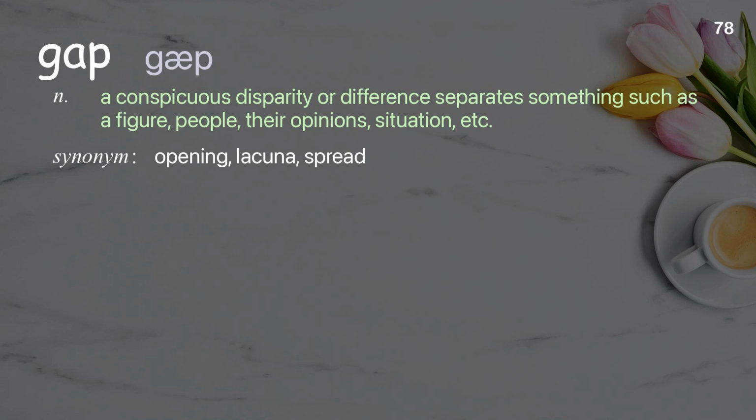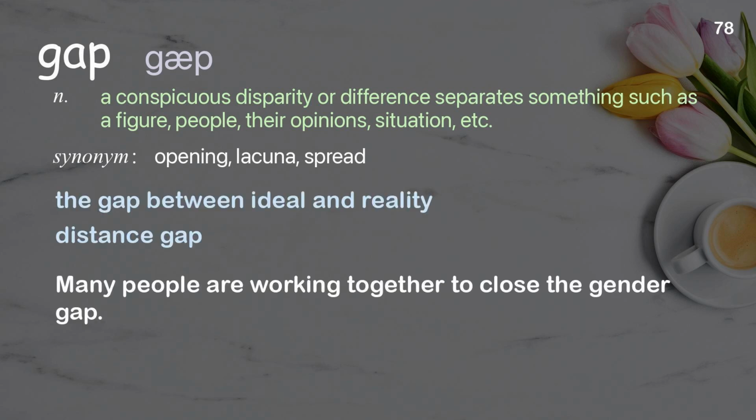Gap. A conspicuous disparity or difference that separates something, such as a figure, people, their opinions, situation, etc. Examples: The gap between ideal and reality. Distance gap. Many people are working together to close the gender gap.